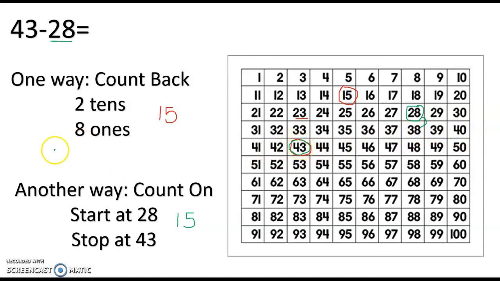So one way, counting back, is starting with that first number, and then counting back as many as the second number. And then another way was to start at your smaller number, and then count forwards to your bigger number to see how many are in between. Both ways you get the same answer.